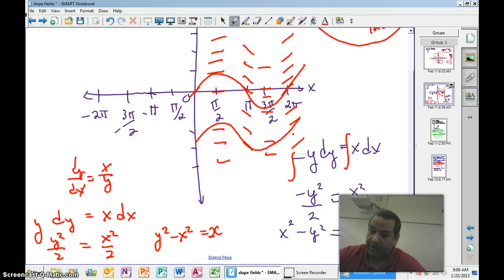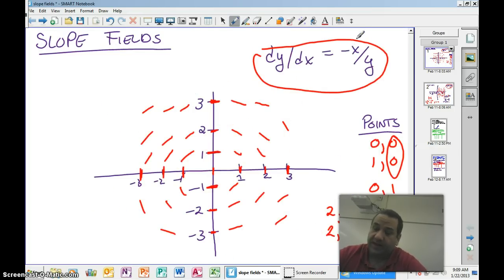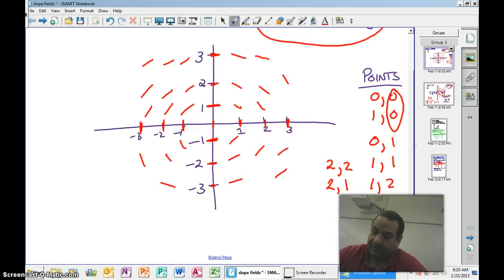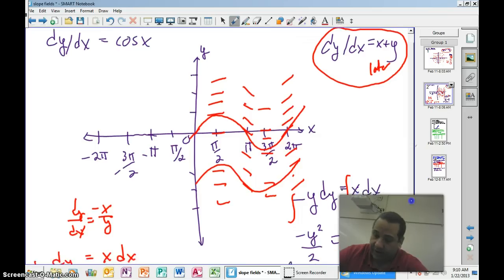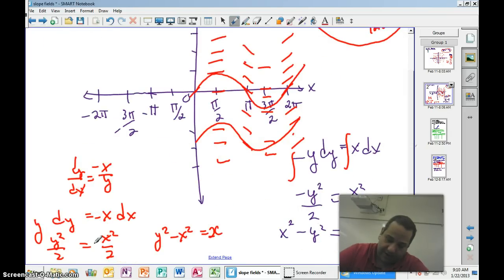All right. I know in this one we got a circle, but oh, it was negative. My bad. That's why it didn't work out. It's negative x over y. We'll make that negative, negative, and now when they get together, it's a circle. Cool.